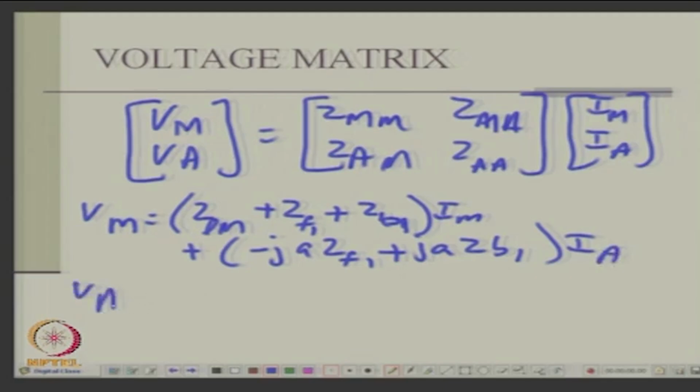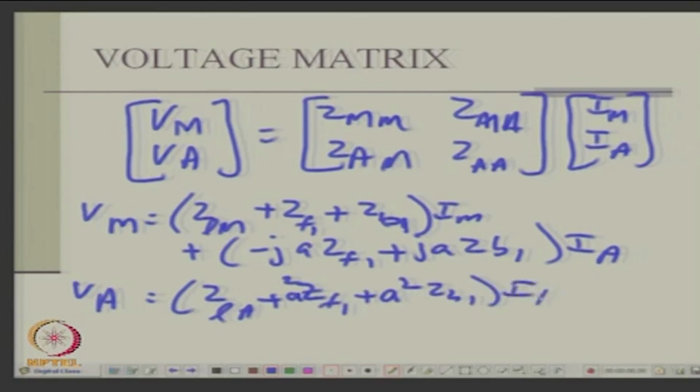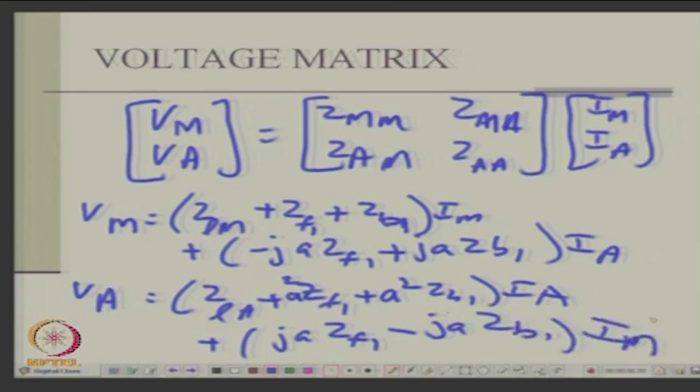And VA will be ZLA plus A square ZF1 plus A square ZB1 into IA, plus jA ZF1 minus jA ZB1 into IM. I have only substituted that.